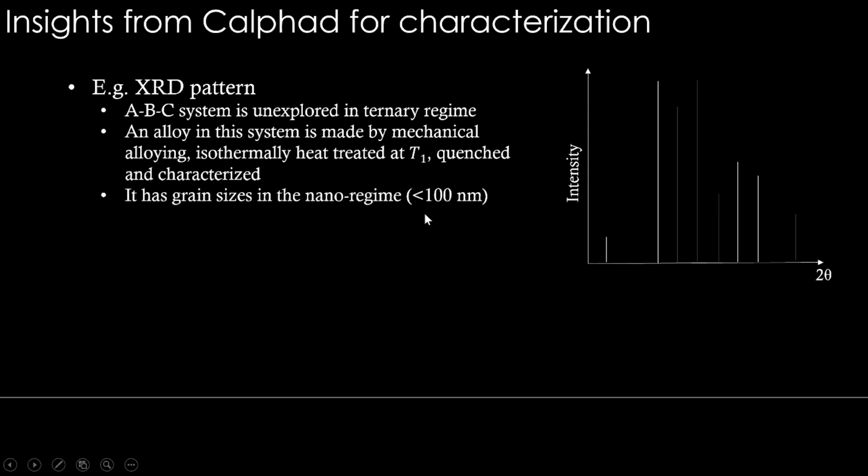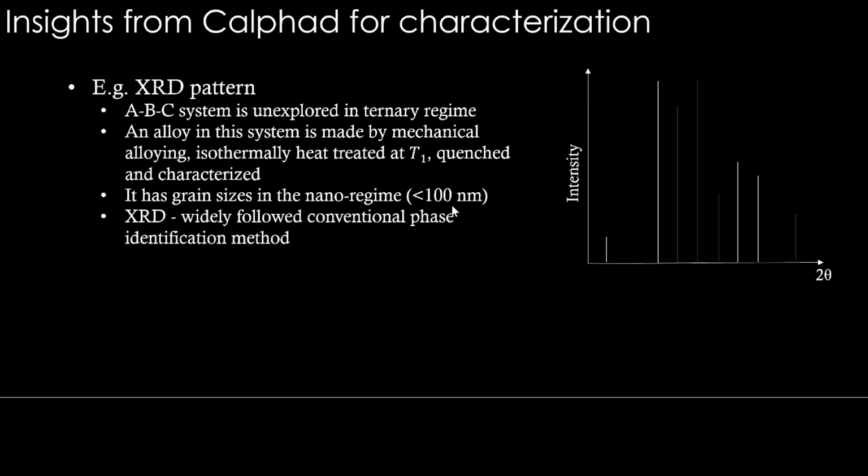It has grain sizes in the nano regime, let's say less than 100 nanometers. Therefore, identifying the chemistry using EDS analysis and so on will be really difficult for this. So XRD is the widely followed conventional phase identification method, where we use the best matching pattern from the XRD database.